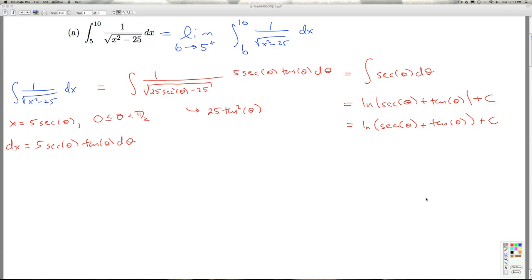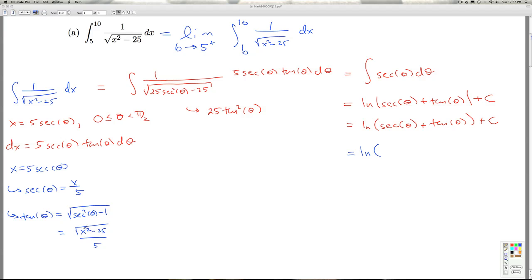Now to get things back in terms of x's, I go back to my substitution. x is 5 secant theta. That means the secant of theta is x over 5. And since I'm in quadrant 1, I know the tangent of theta is the square root of secant squared minus 1, which is going to give me the square root of x squared minus 25, over 5.